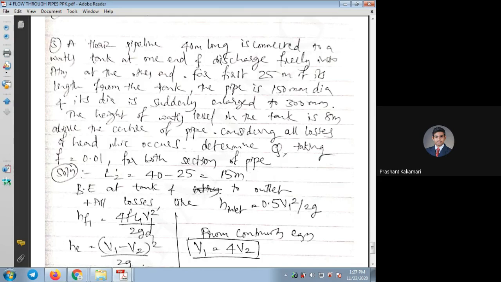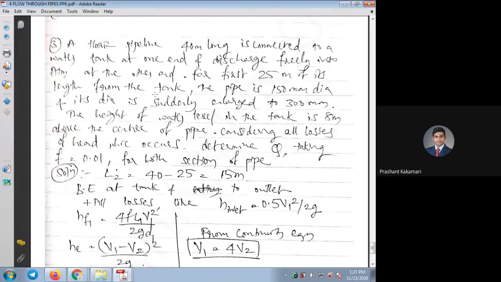So a big tank is connected to this pipe. From that, the water is flowing to the small pipe, which is a horizontal pipe. The pipe is 40 meters long. It is connected to a water tank on the left side, you can assume. And from the tank, through the pipe, the water is coming out and discharged outside at the one end. On the other side, it is discharged freely into the atmosphere, at the other end, on the right side. The left side has the tank, the right side is kept open. The pipe is 40 meters long like that.